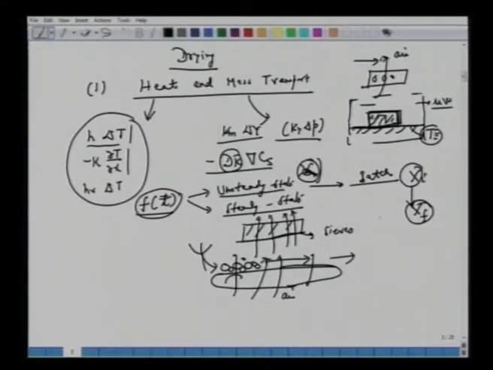Unsteady state typically you have in case of a batch process. All right. So that's one thing, the role of heat and mass transfer. Number two, unsteady state or steady state. All right. So these are very introductory matters on this topic, drying. You can go through the textbook Treybal and brief yourself about it.